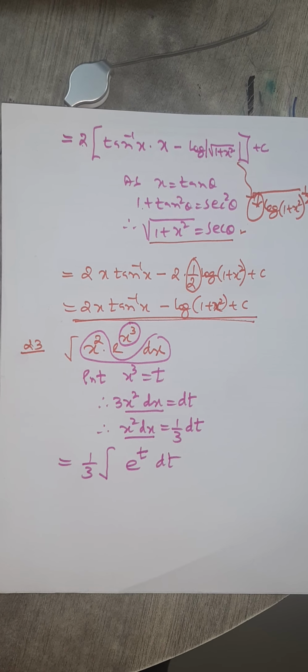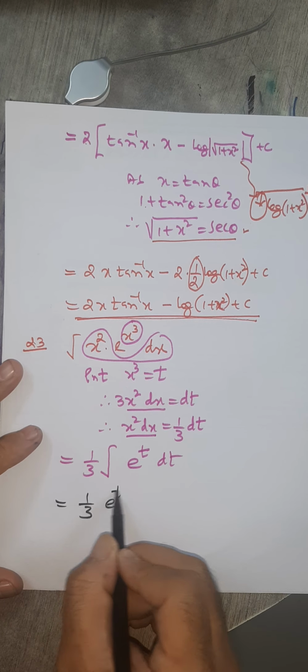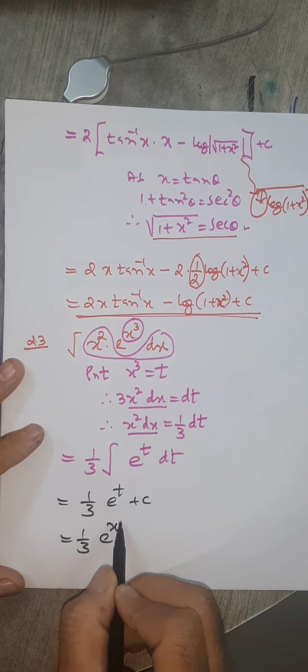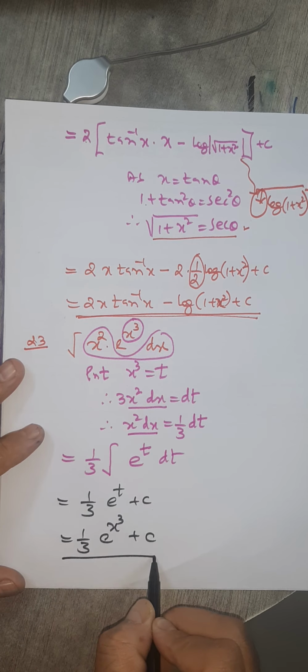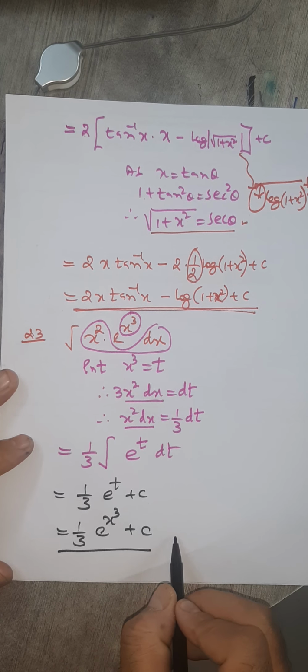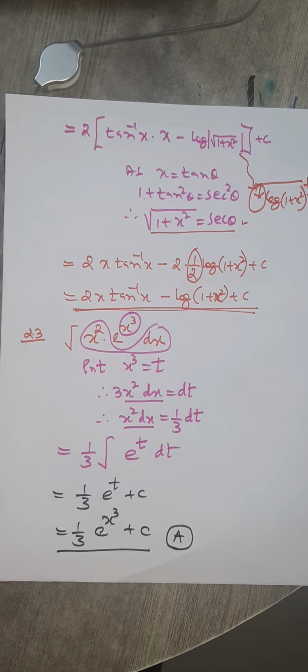You know what is the integral of e raised to t? It is just e raised to t. So e raised to t plus c. But what is t? That is x cube plus c. That's required answer. 1 by 3 e raised to x cube plus c. That's probably option A. The first option is the required answer. Go to next one, 24 number here. Question number 24. Let's see that.